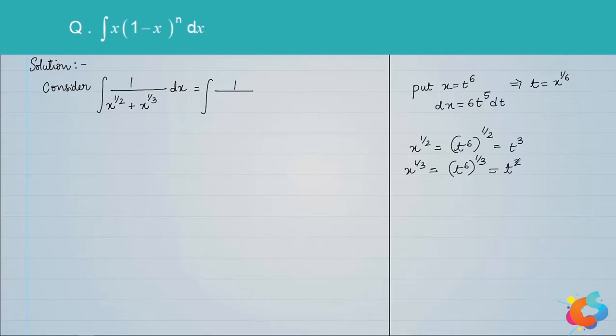So this is same as t square. If we do all this substitution, the given problem becomes t cube plus t square, and dx is 6t to the power of 5 into dt. So 6 is constant, we'll keep it outside. In the denominator we can take t square common and cancel the same with the numerator. So we will remain with t cube, whereas the denominator becomes t plus 1, into dt.